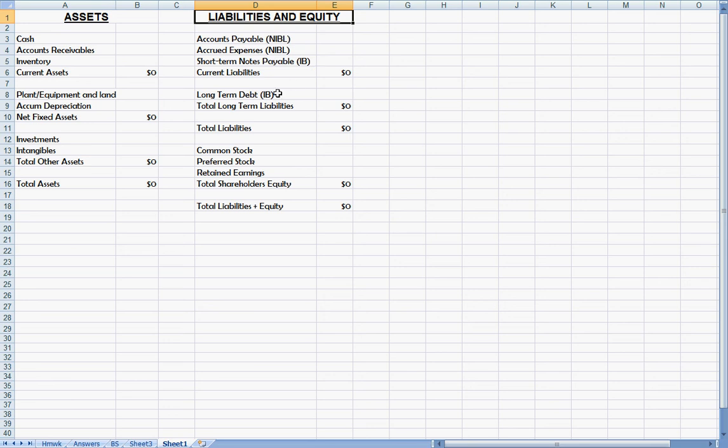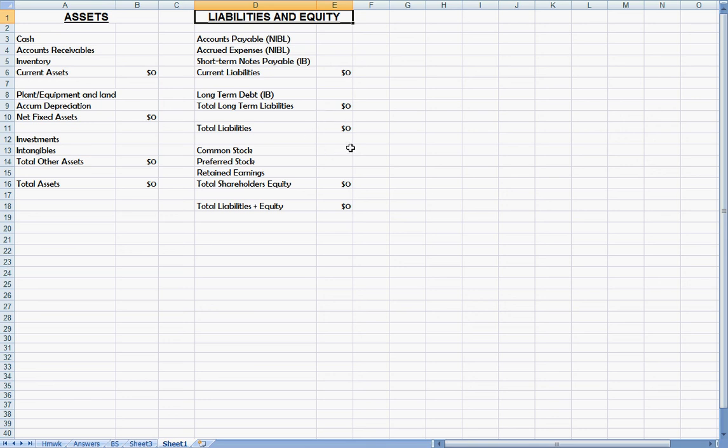Moving on down, we also have long-term debt, and this is debt that's due in greater than 12 months, and it is also interest bearing. And right now, that's all we're going to put in our total long-term liabilities. If we want to know our total liabilities, we take our short-term, or current, liabilities and our long-term liabilities, add them together, and that will give us total liabilities.